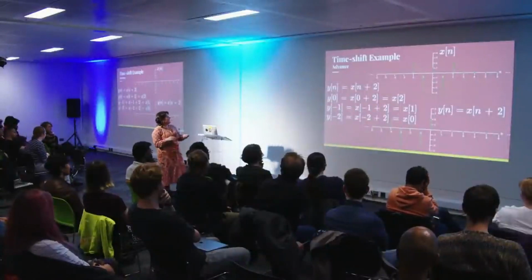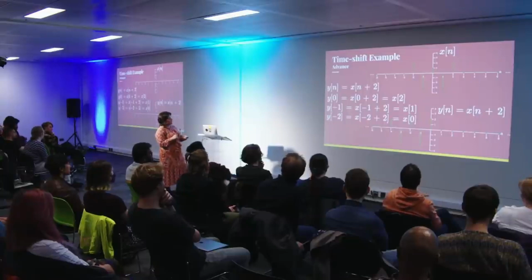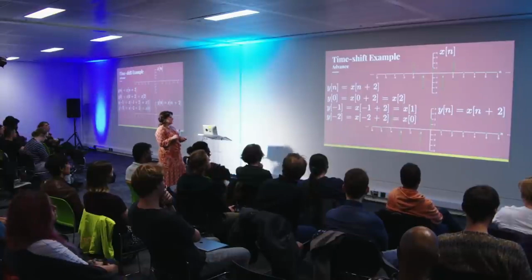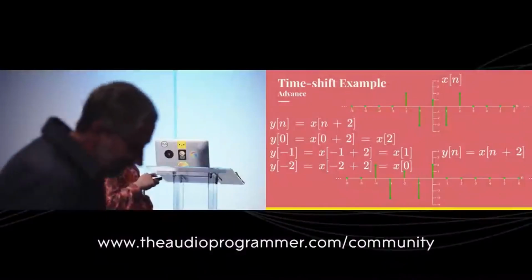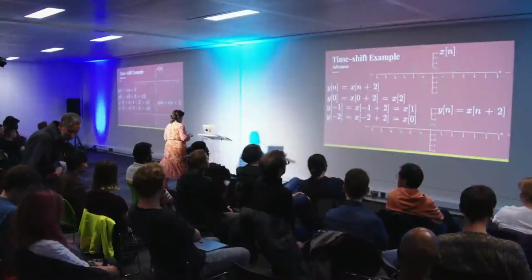All good, all good. Okay, y at -2, plug that in, -2 plus 2, x of 0. And you can see that that comes down here. So we've shifted the signal to the left 2 spaces. Nice and easy.